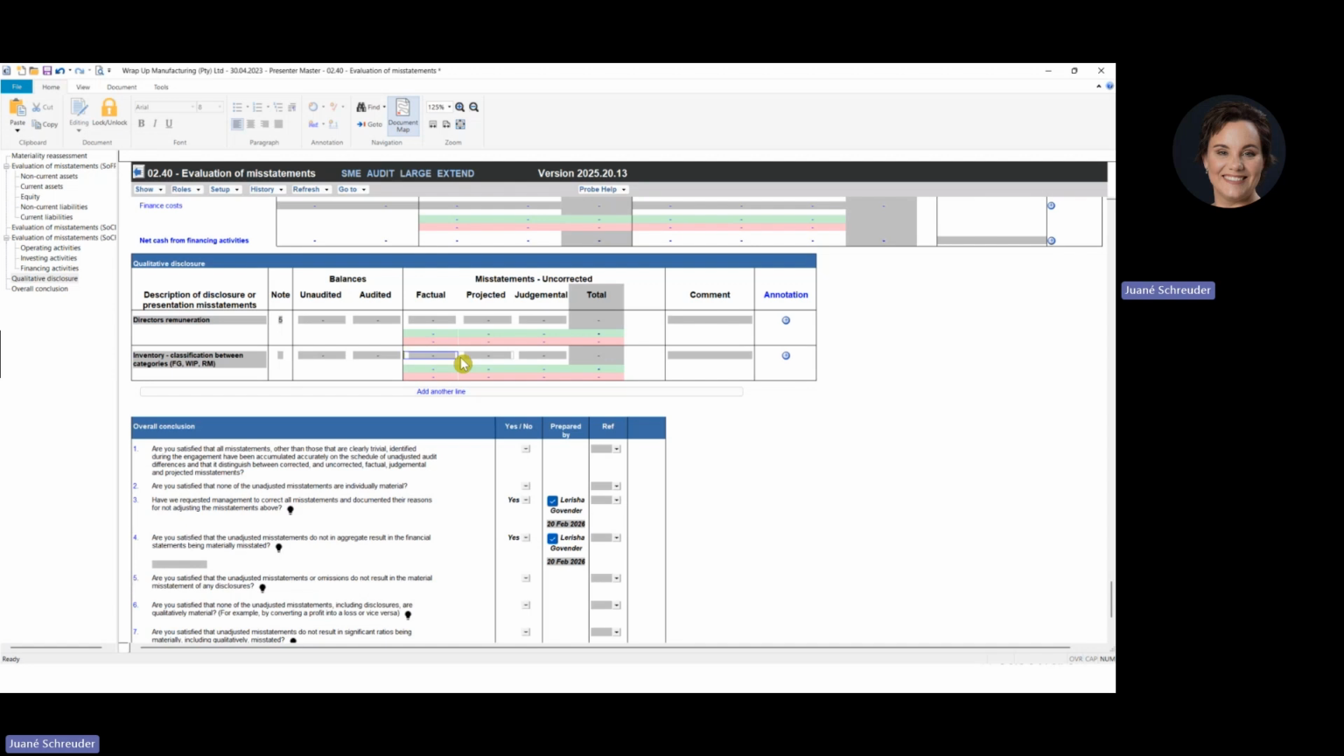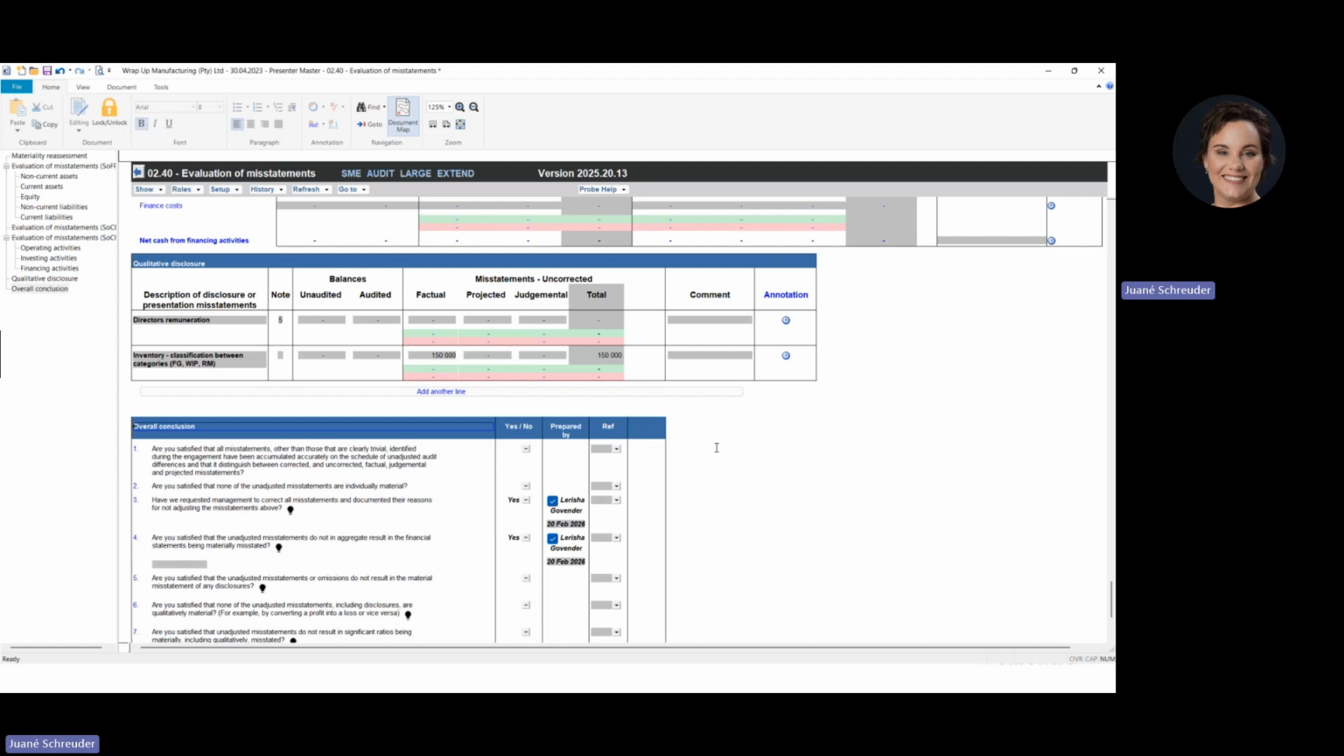And so then we will say that classification error, whatever it may be, 150,000 Rand or something, that will then be the classification error. And we will then have to, again, consider whether that is, in fact, material, qualitatively and quantitatively. Okay. Then we have an overall conclusion.